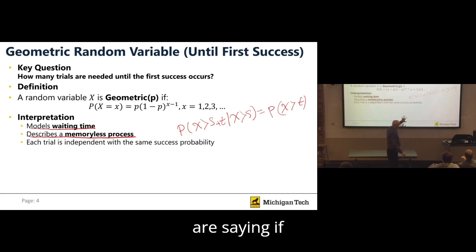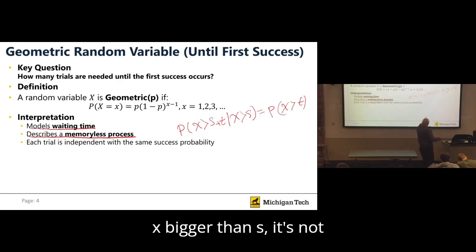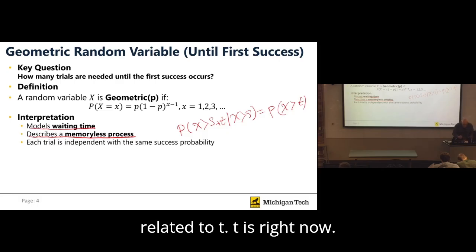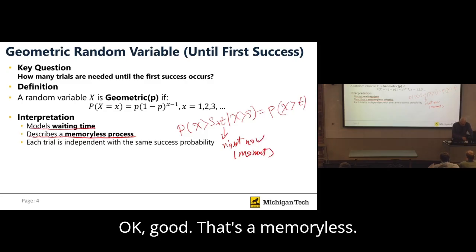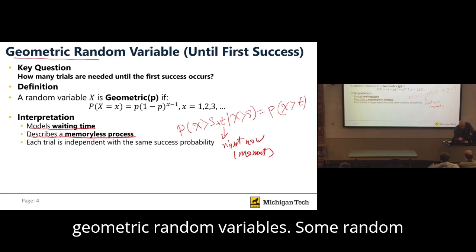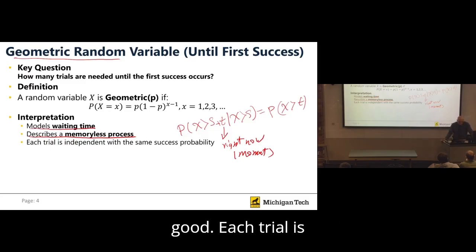So in general, we are saying if x is bigger than s, the probability is not related to s anymore. It's just related to t. t is right now, t is the moment. Okay, good. That's memoryless. Memoryless is a good characteristic of geometric random variables. Some random variables are like that. Each trial is independent.